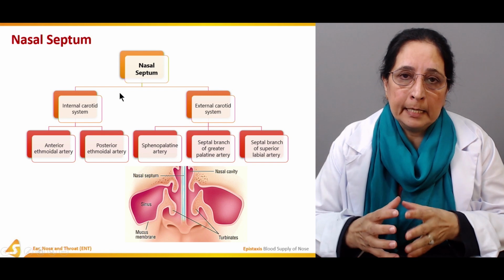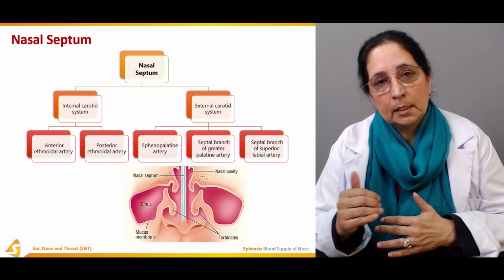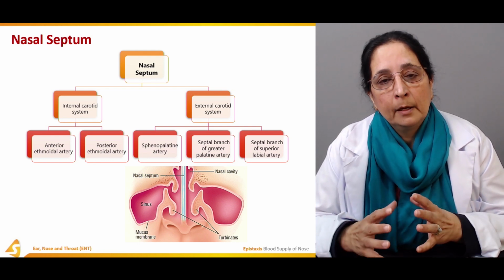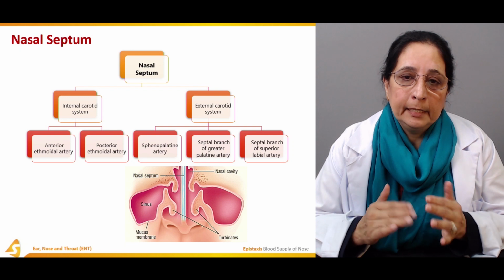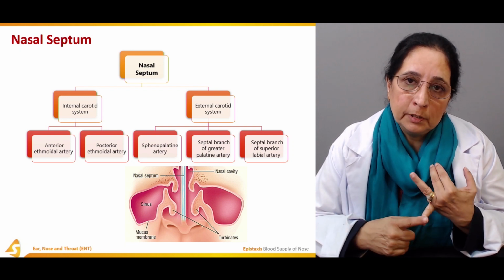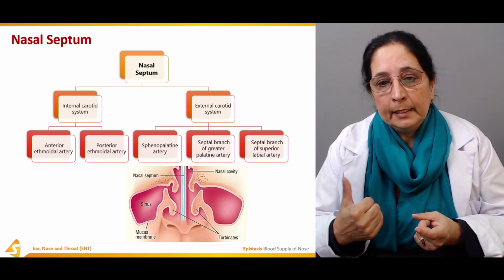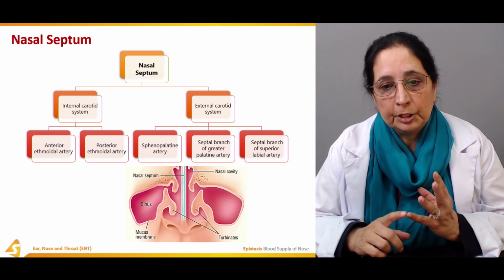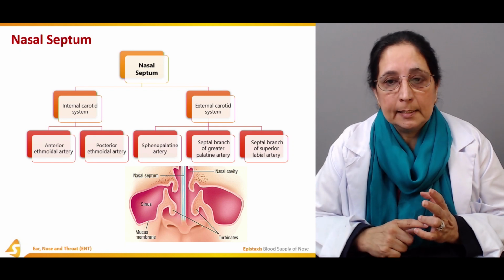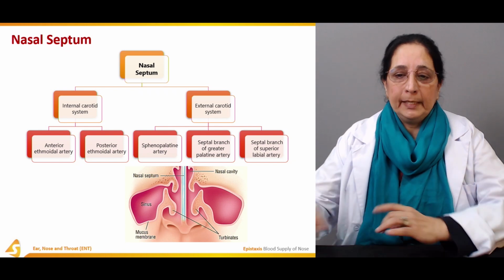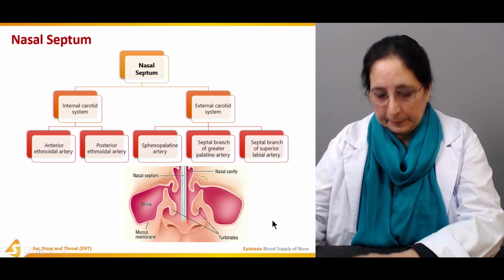So again, if we summarize it, the blood supply to the nasal septum is divided into the internal carotid system and the external carotid system. The internal carotid system has in turn two divisions: anterior ethmoidal artery and posterior ethmoidal artery. The external carotid system has three branches: the sphenopalatine artery, then the septal branch of the greater palatine artery, and the septal branch of the superior labial artery. So this is the blood supply to the nasal septum.